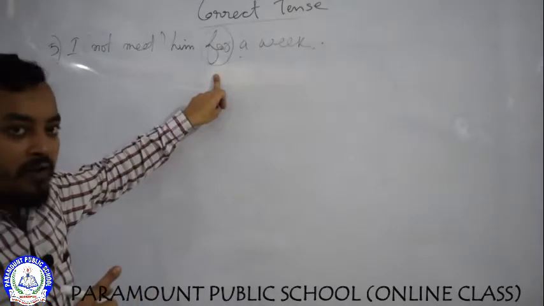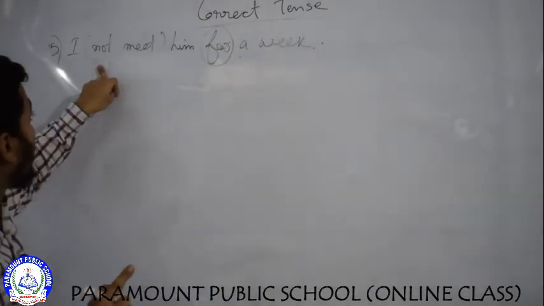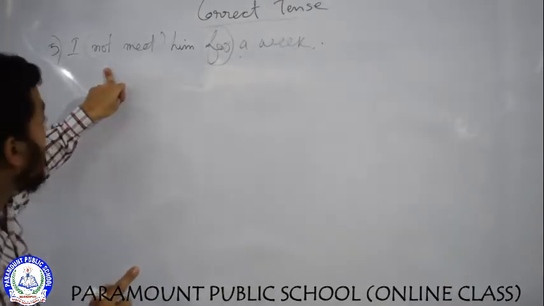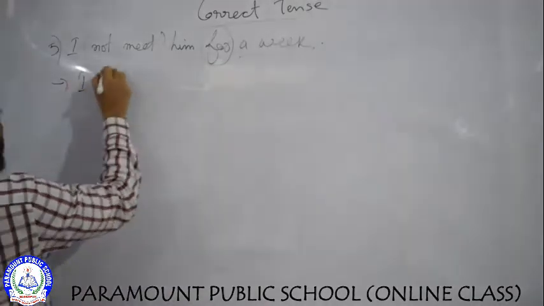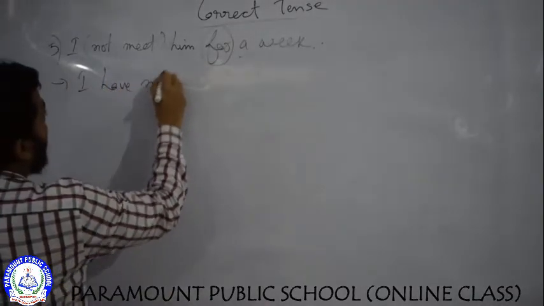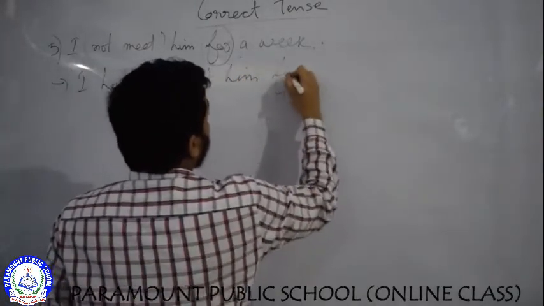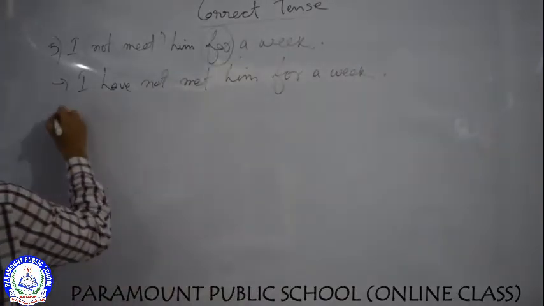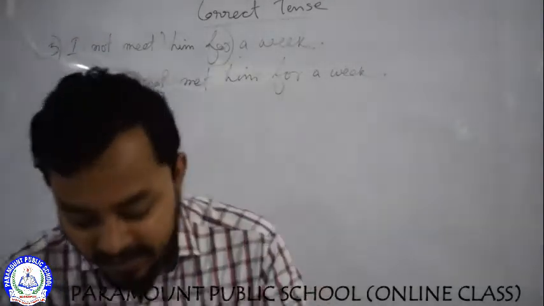Since or for is there, after that mention of time is there, sentence is negative. So what will be the form of the verb in the bracket as per rule? It should be present perfect tense. I have not met him for a week. Clear? I have not met him for a week. Let's move to the next sentence. Sentence number 6.